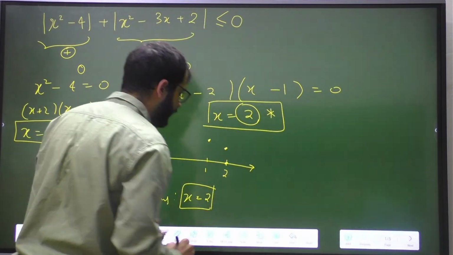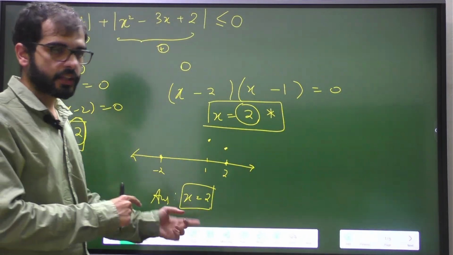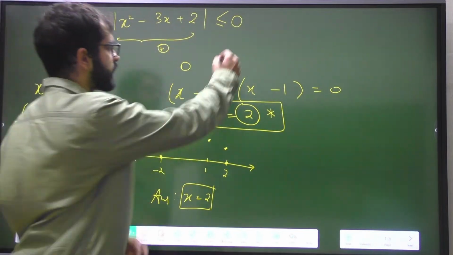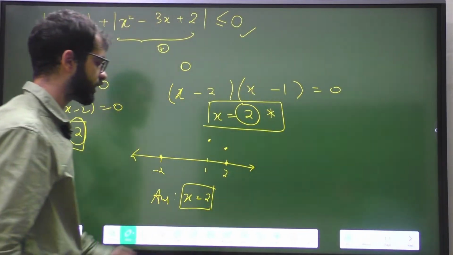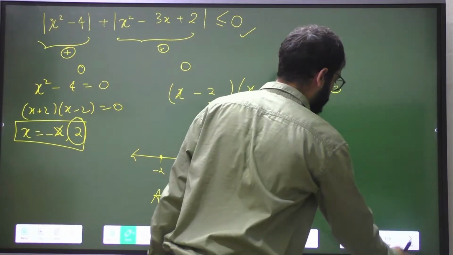That is for the value x when x is equal to 2. Only then will these two expressions be 0, and then this condition will be satisfied. So we get the answer. Now let's move forward to the next question.